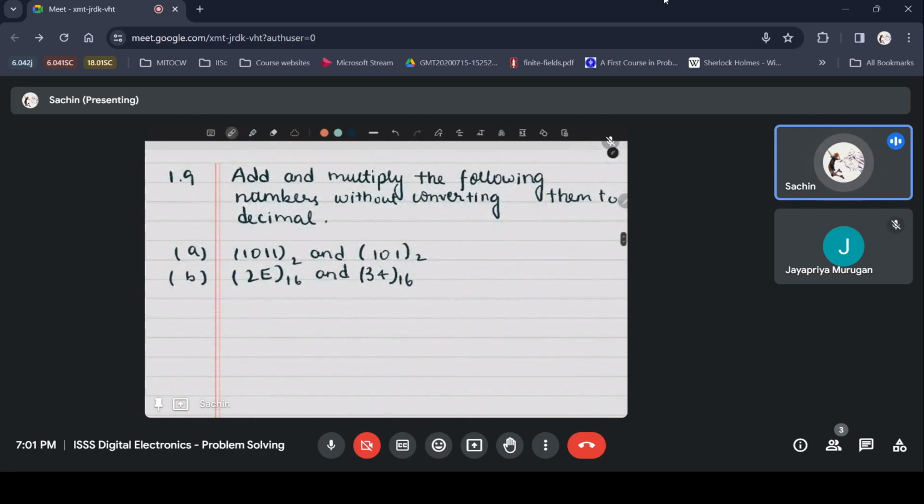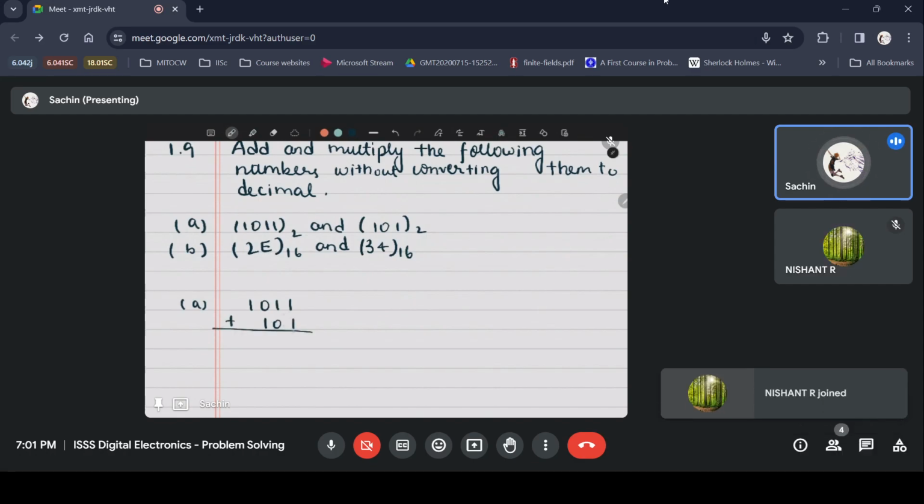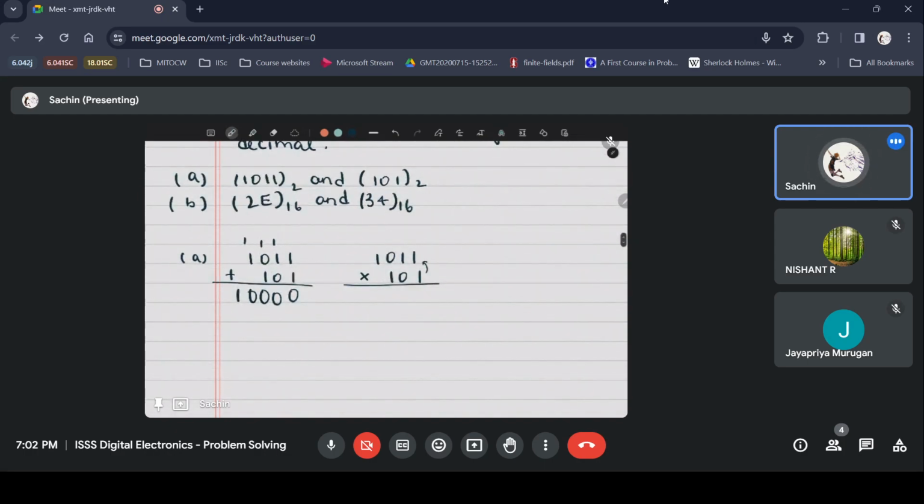Okay, add and multiply the following numbers without converting them to decimal. Same principle. 1011 plus 101. 1 plus 1 is 2, which is 10. You would carry a 1. 1 plus 1 is 2, 10, carry a 1. So you'll get this. To multiply this number, again 1 times this number is 1011. 0 times this number is 0000. Shift by 2 places. 1 times this is 1011, and then you add.